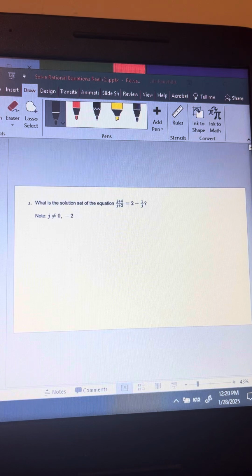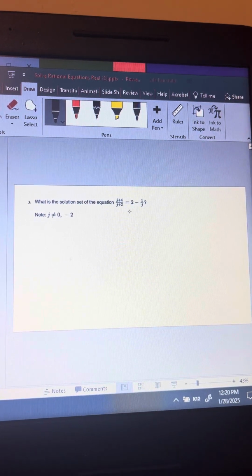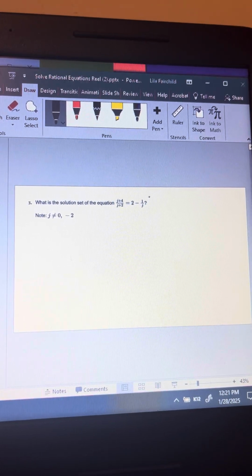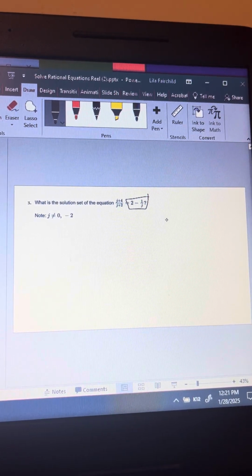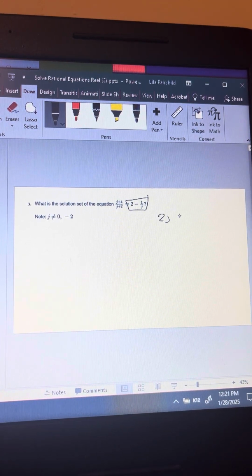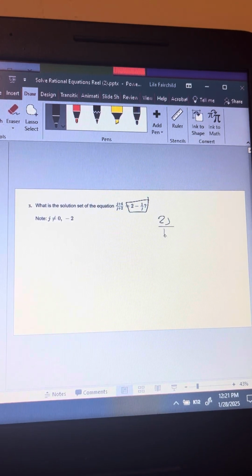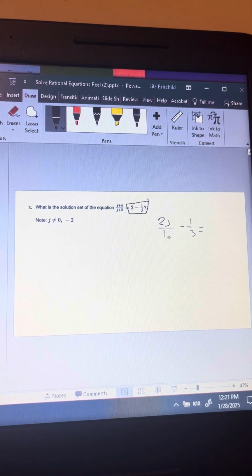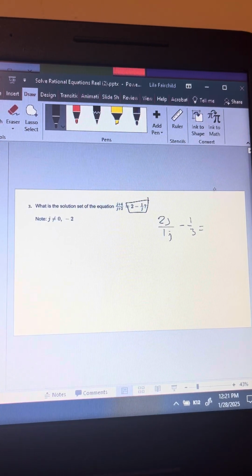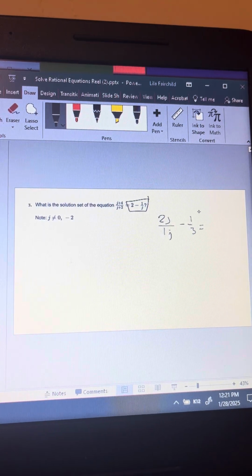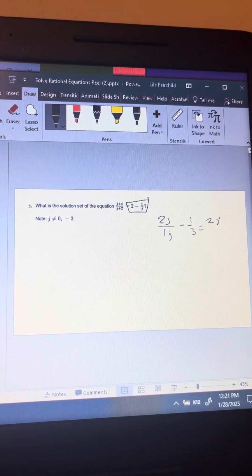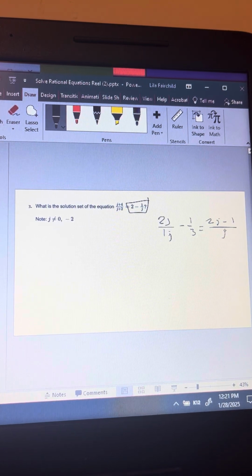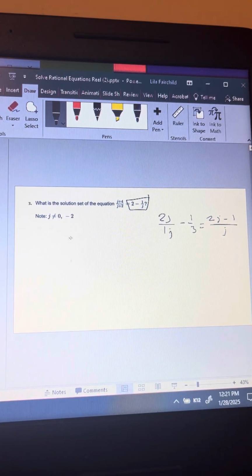And then for this next one, you can't cross multiply, so we need to turn this side into a fraction. So you can do 2i over 1 minus 1/3 equals, or 2i, sorry, not j, I. And then that'll give you 2i minus 1 over I. And so now we can cross multiply with those two equations.